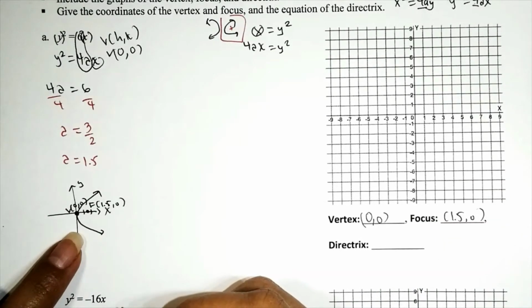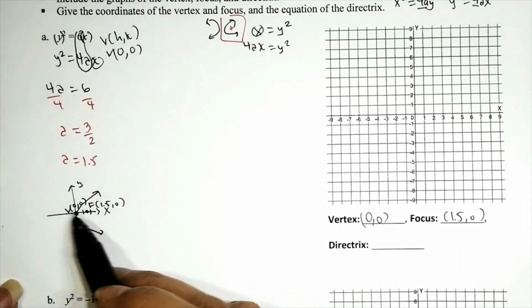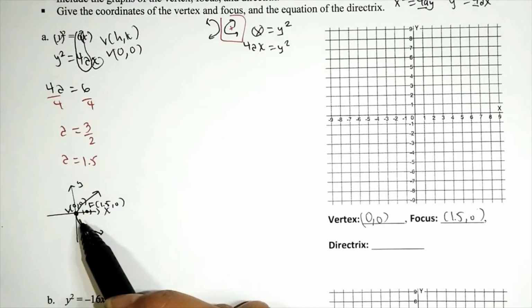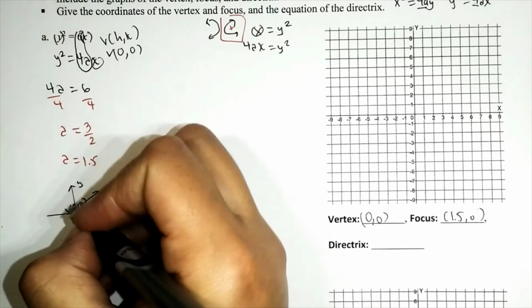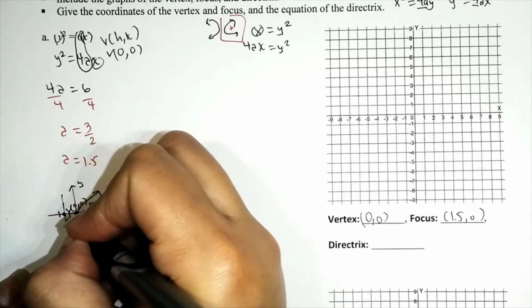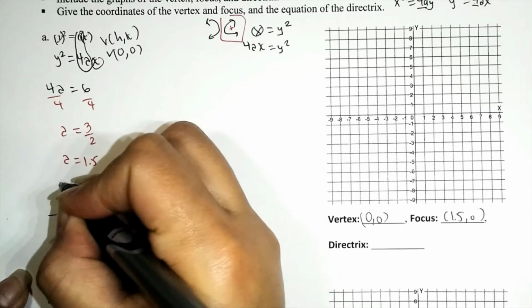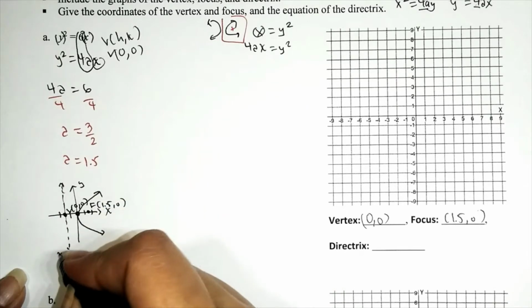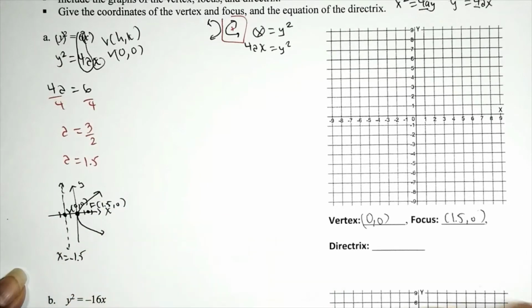Now, what about the directrix? So the directrix will be on the other side. In this case, because a is 1.5, we're going to go 1.5 units to the left. So we have 1, 2, and negative 1.5 would be right about there. Now, what's so special about this vertical line? This vertical line requires that the value of x always equals negative 1.5. And the only way that's going to happen is if we say x equals negative 1.5.